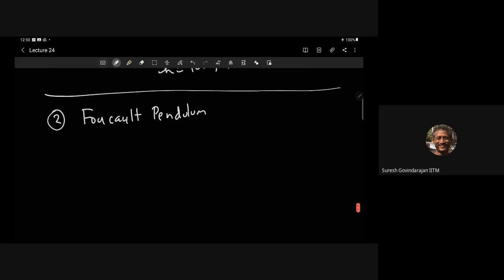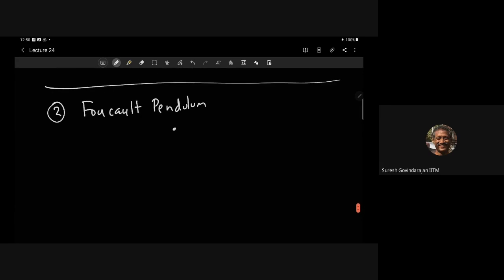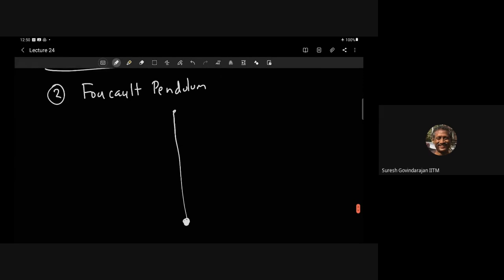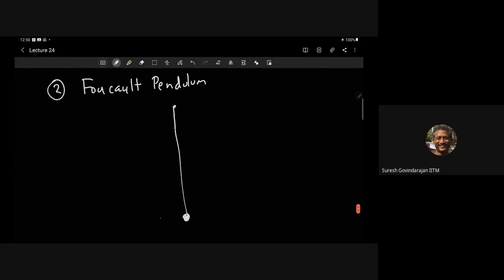So now for the rest of today, I'll take about 2 minutes to just set up example 2, which we will continue. It's a Foucault pendulum. The idea here is that you take a very long pendulum, and the length is usually of the order of tens of meters. And then you start making it oscillate.